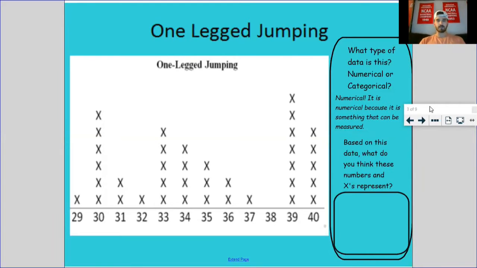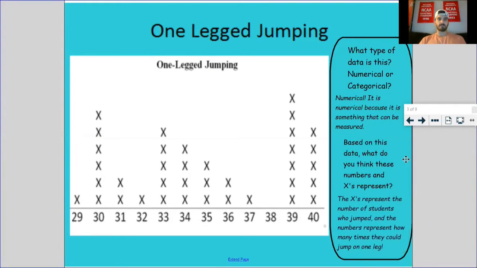Well, we just said it at the bottom. At the bottom that's how many times they could jump. And those X's actually represent the people, which you have right here, the number of students who jumped. So the one thing that I really want to focus on for this lesson specifically, which is really the same for all the graphs that we've looked at, is that I want you to be able to interpret this data.